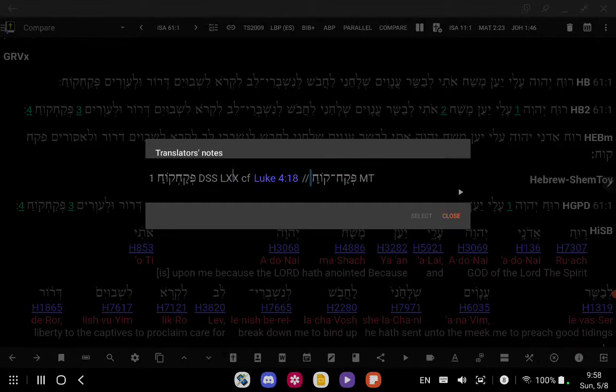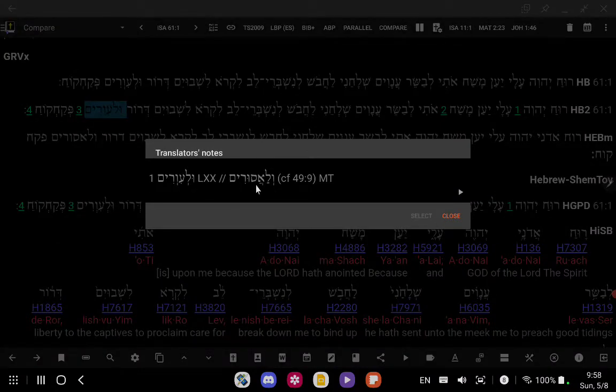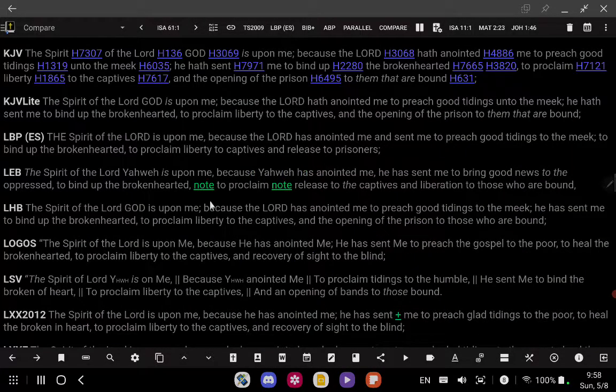My Hebrew is not good enough to be able to tell you right off the top of my head what that is. But you can see the difference here is where this is one particular word, and this is different, as well as this being put into two words. I don't know what the significance of that is, but essentially you've got recovery of the sight to the blind, and that's missing completely from the Masoretic text.